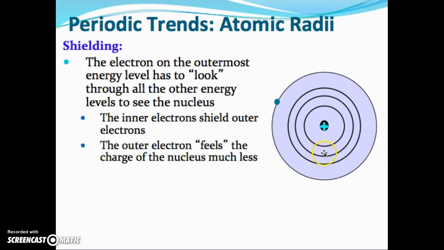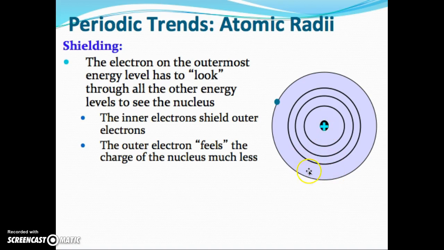So it's kind of like when you go to a concert. If you're in the second level, you have the people in the first row right in front of you kind of blocking your view. That's why the first row, typically in any arena, would be the most expensive, because they get the closest feeling to the nucleus, or the closest attraction. So as you go further away, these inner electrons are going to block your attraction to the nucleus.